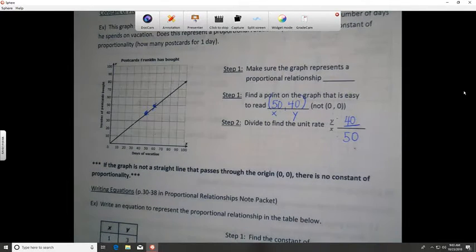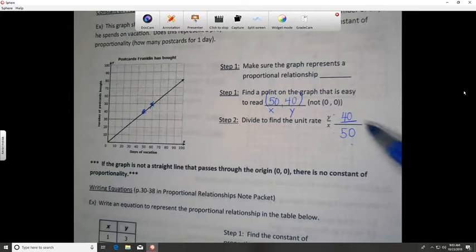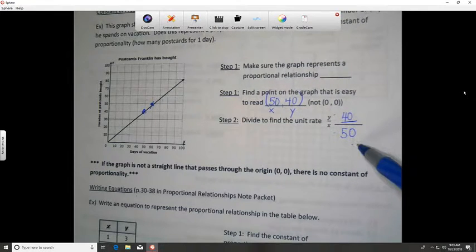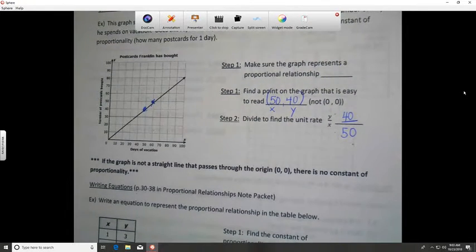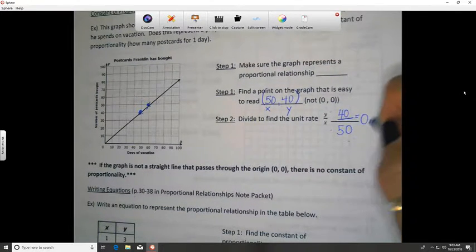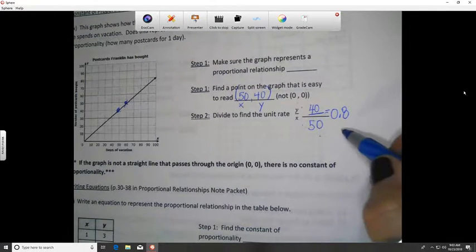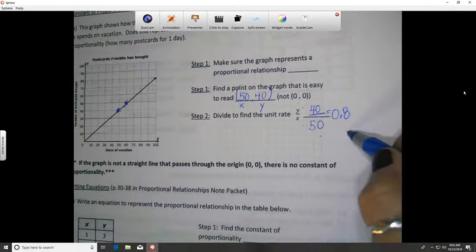Okay, I think I know what happened. 0.7. Did you put y over x? This is such a common mistake. Everybody put in your calculator, 40 divided by 50. It's like 0.8. 0.8 or 0.7. Yep. 0.8 it is. So what is our constant? Yep, if I told you to write an equation, what would your equation be? Samora?